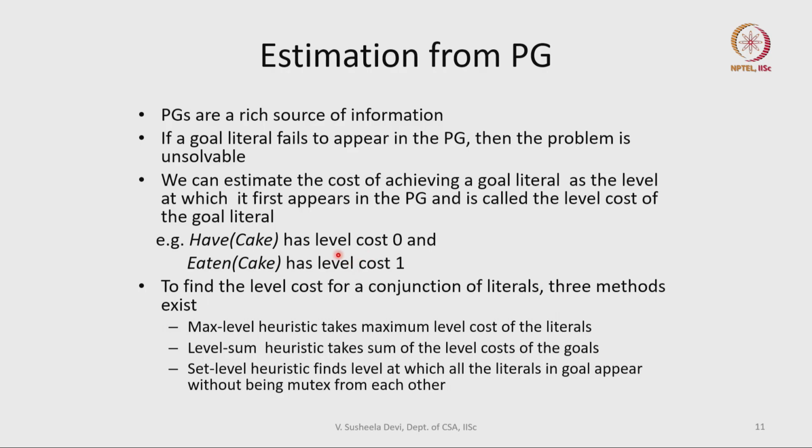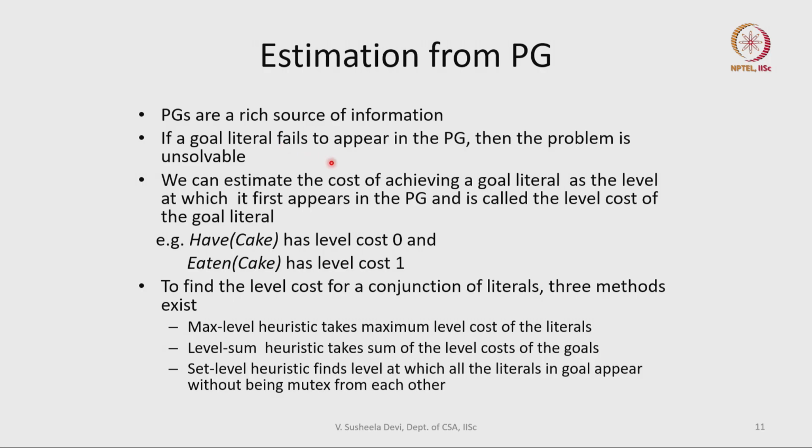Now once we have the planning graph, what do we do with that planning graph? The planning graph actually gives you all the possible ways in which you can go from the start state, and they are a rich source of information because they have all the information about what are the states you can reach at each level i. So suppose one of the goal literals does not appear in the planning graph at all, it means that the problem is unsolvable or the plan fails, right?